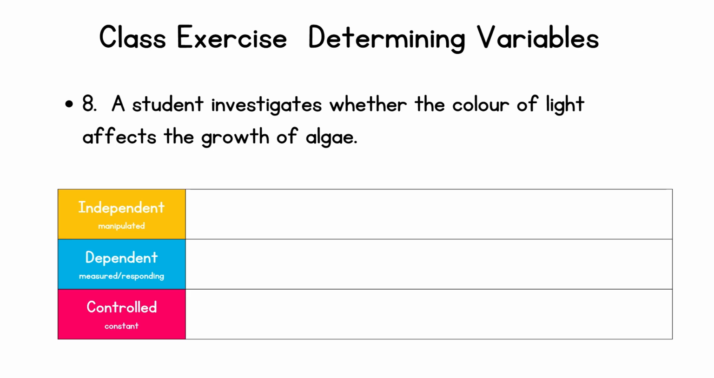8. A student investigates whether the color of light affects the growth of algae. What is being manipulated? What is being held constant?